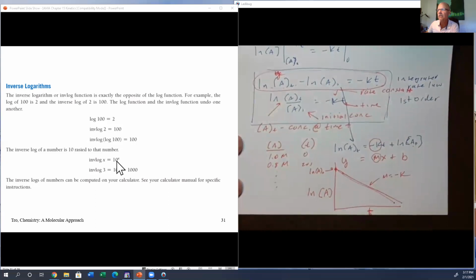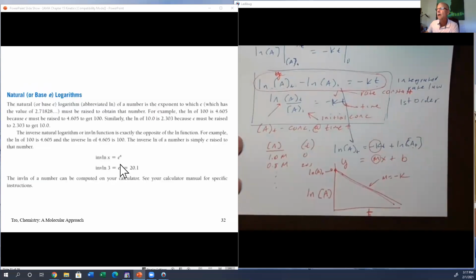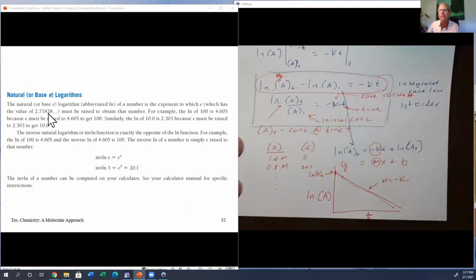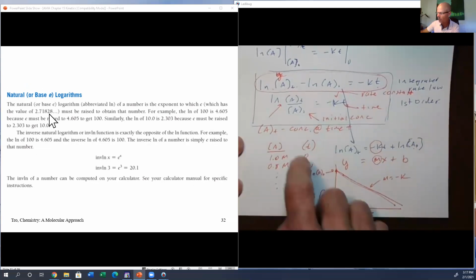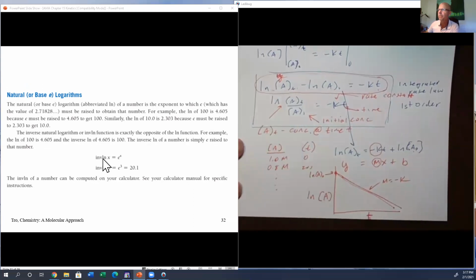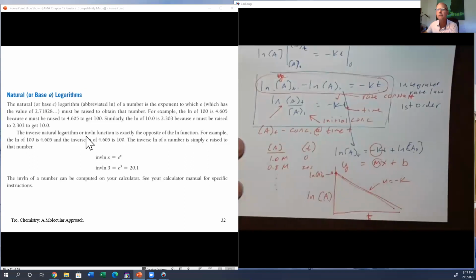Inverse log of x is just 10 to the x. Okay. So if you take the inverse log of a number, you just raise 10 to that number. All right. So the inverse log of 3 is 1,000. The natural log, instead of using the base 10, uses the base e, which is 2.71828. Okay. And that's what I'm using here, the natural log. But the natural log and the regular log have very similar properties. The only difference is instead of 10 being raised to the power, it's this number being raised to the power.